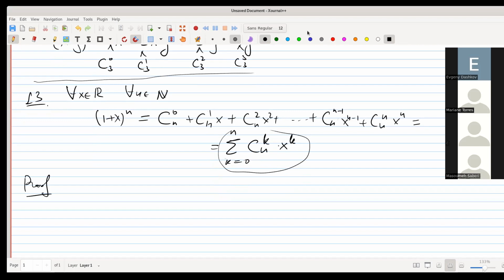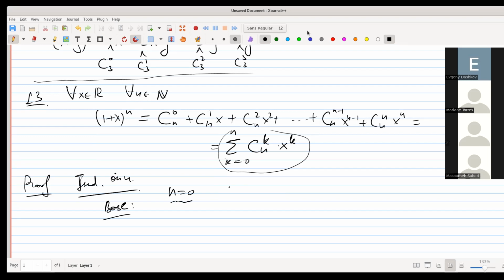So what do you think? Which method is convenient to prove this theorem? Which method is the most obvious one? Induction, of course, induction on n. So the base case. Assume that n equals 0.